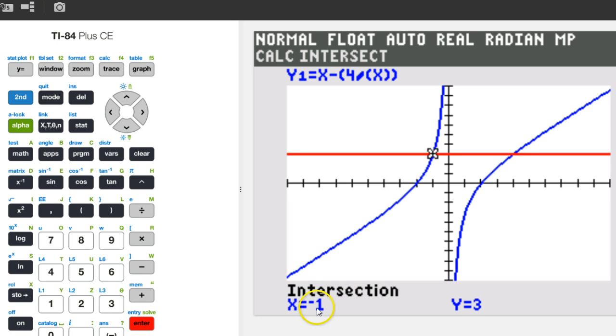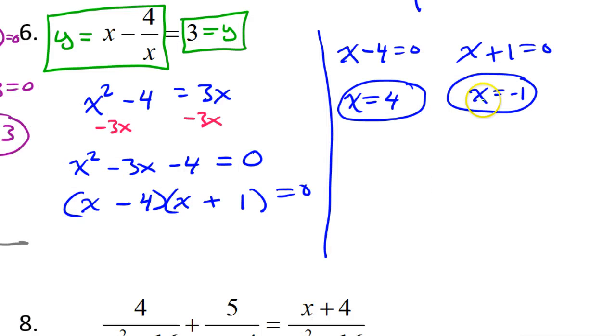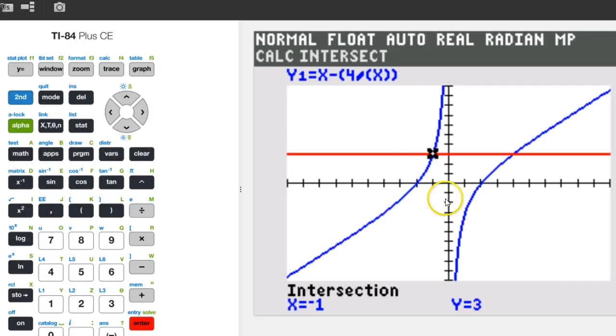So the intersection is -1, 3. The point -1, 3. The solution is just the x value. X equals -1. And of course that is what we found algebraically. So that's how you can solve a rational equation algebraically and using our technology, using our graphing calculator, solve it graphically.